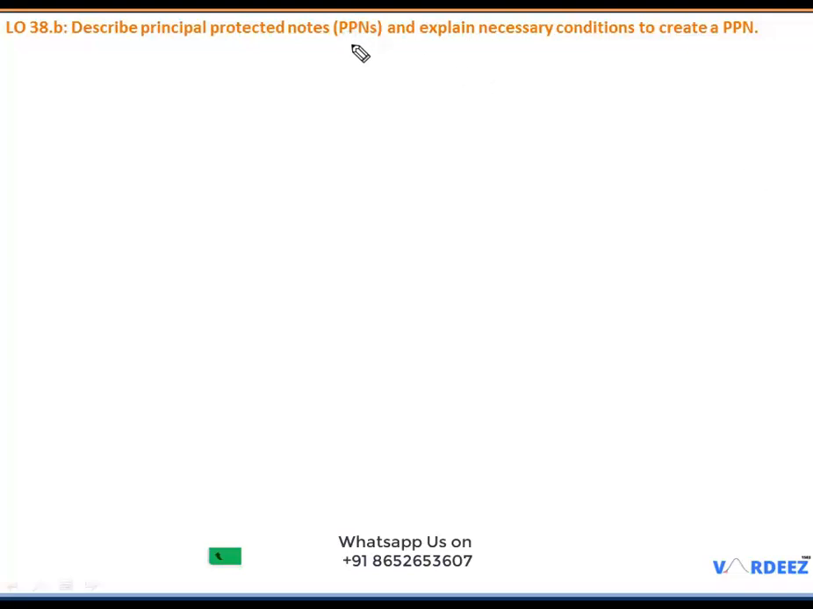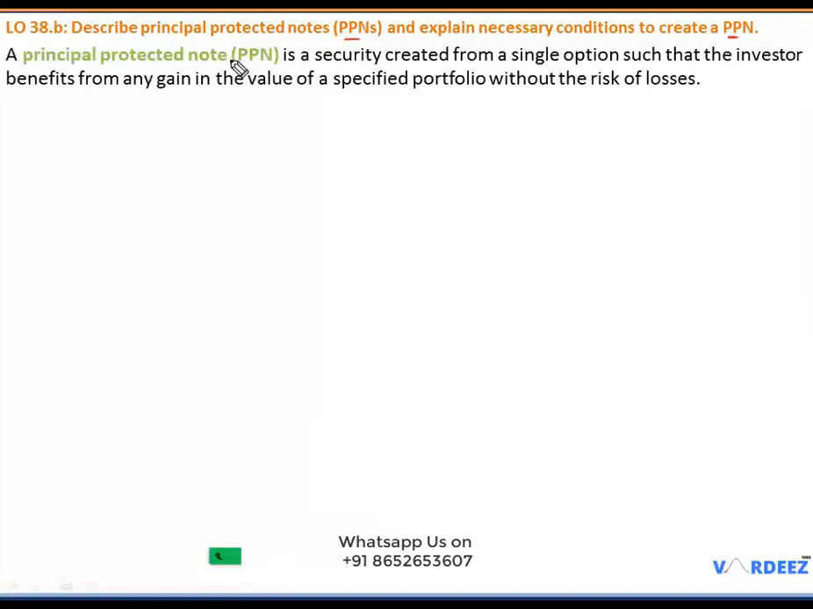Now let's just talk about the learning objective, which is to describe the principal protected notes, the PPNs, and explain the necessary conditions to create a PPN. A principal protected note is a security that is created from a single option such that the investor benefits from any gain in the value of a specified portfolio without the risk of losses.